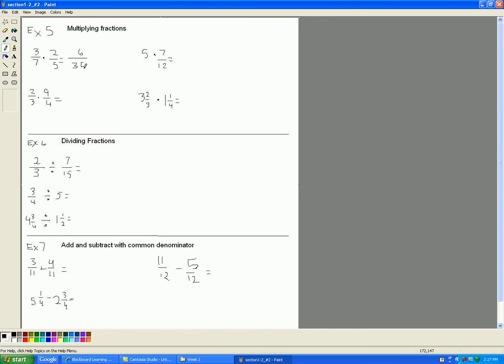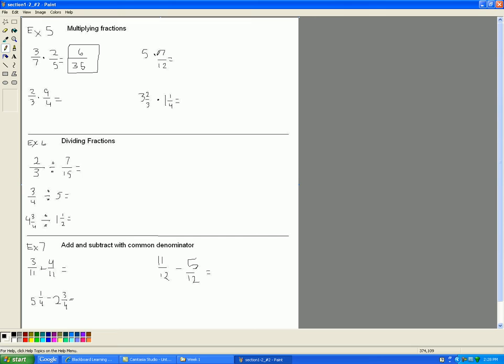The next thing you have to do is make sure that this doesn't reduce any further. You're going to be expected to always find the reduced fraction. So if this can reduce any further, you have to reduce it. Let's think about the factors for 6. It's 2 times 3 or 1 times 6. 35 is just going to be 5 times 7. They don't have a common factor, so these don't reduce any further, so this is our final answer.